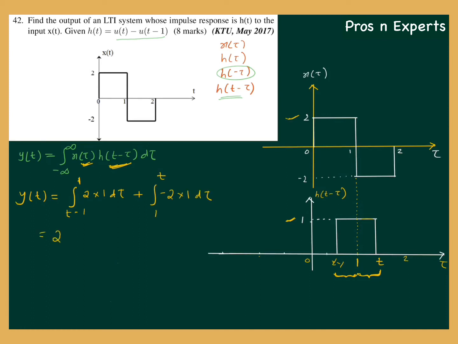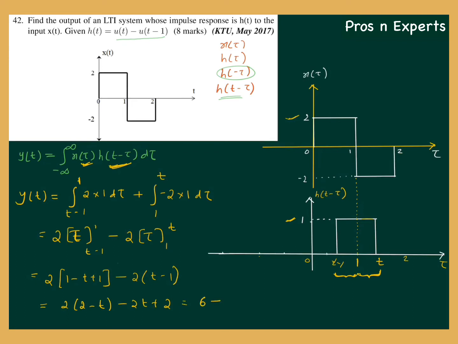That is equal to 2 into tau from t minus 1 to 1, minus 2 into tau from 1 to t. Now applying the limits, 2 into 1 minus t plus 1, minus 2 into t minus 1. That will give you 2 into 2 minus t, minus 2t plus 2. That is equal to 6 minus 4t.